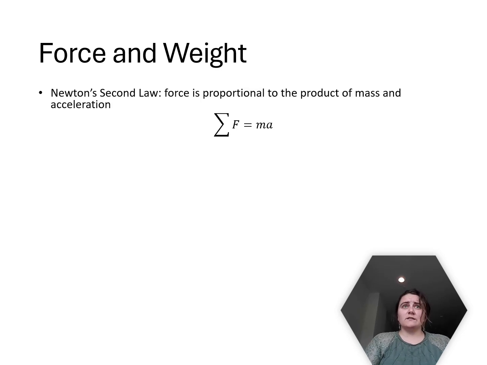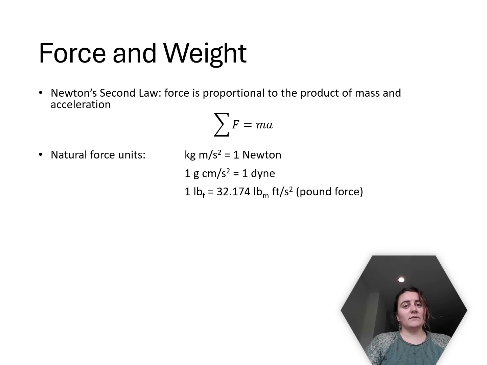So force we define as the product of a mass and an acceleration. This is Newton's second law, which you have hopefully seen in your physics classes, and basically what it says is that the sum of the forces is equal to a mass times an acceleration. Normally we see force in units of newtons, and as we defined in our units pre-lecture, a newton is equal to a kilogram times a meter per second squared.